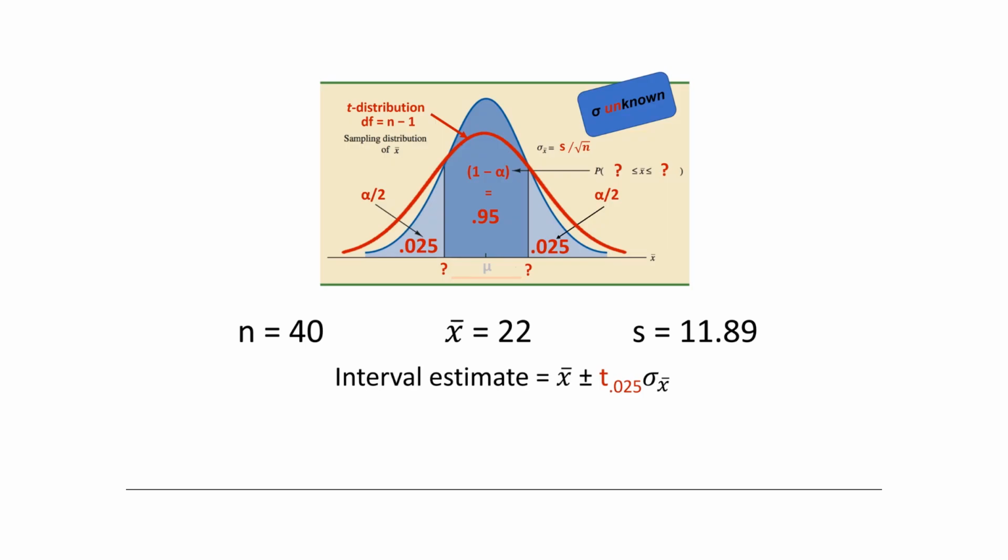So in this example we have a sample standard deviation, not a population standard deviation, so we have to rely on the t-distribution with 39 degrees of freedom to construct our interval estimate.